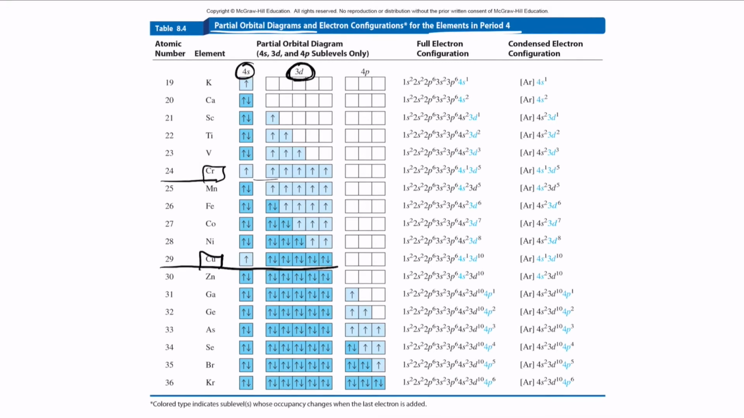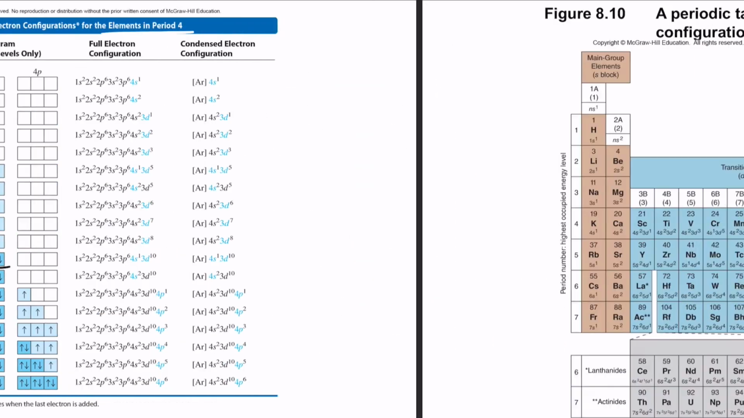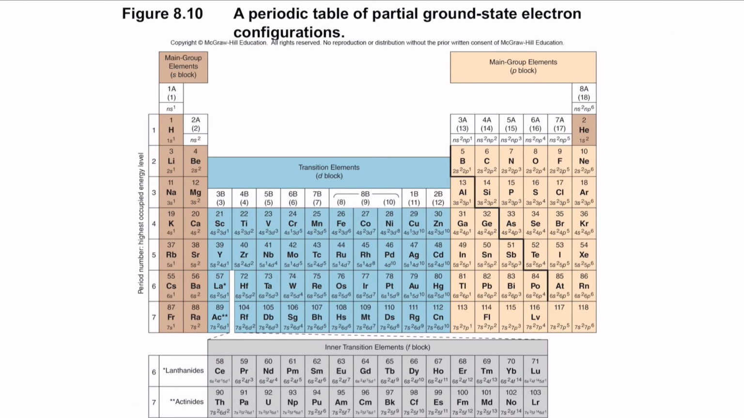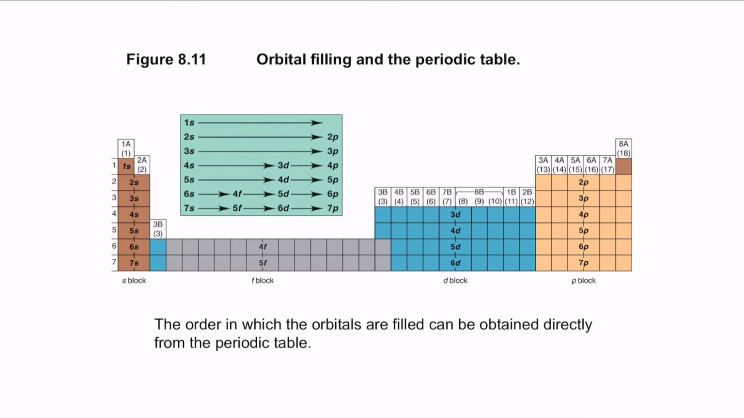So this type of filling is called partial filling, and this happens due to change in the energy levels. So we will discuss this as we go along in the lecture. So this is a diagram. This is the periodic table of all the partial ground state electron configurations of all the elements that are possible. And this is the hierarchy in terms of the periodic table.